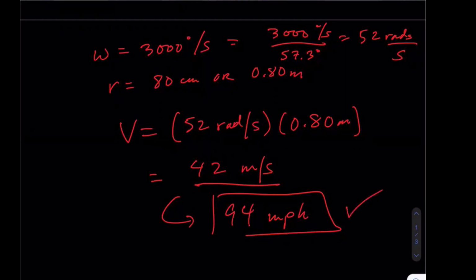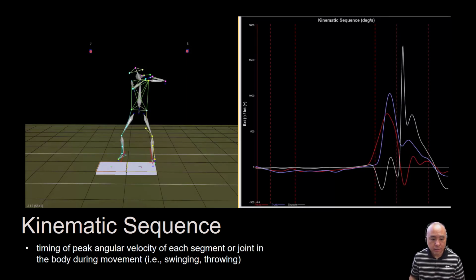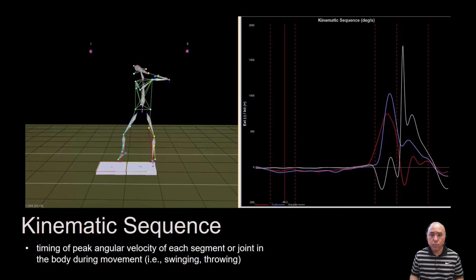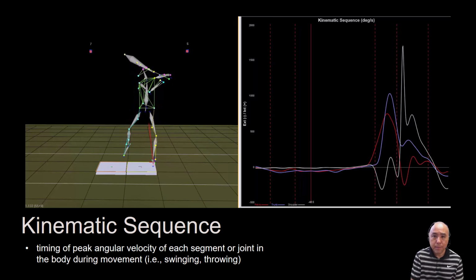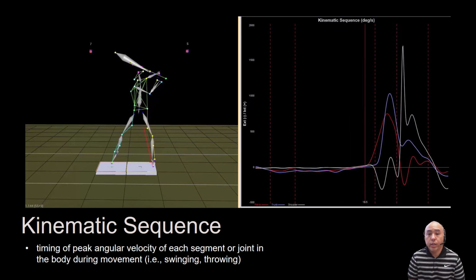And that's it. So now let's talk about the kinematic sequence. This is arguably one of my favorite topics to discuss, simply because I work a lot in baseball in terms of my research, whether it's with baseball hitters or baseball pitchers, where the kinematic sequence is an important aspect of their mechanics. So the kinematic sequence refers to the timing in peak angular velocity of each relevant segment or joint that's involved with the movement task.